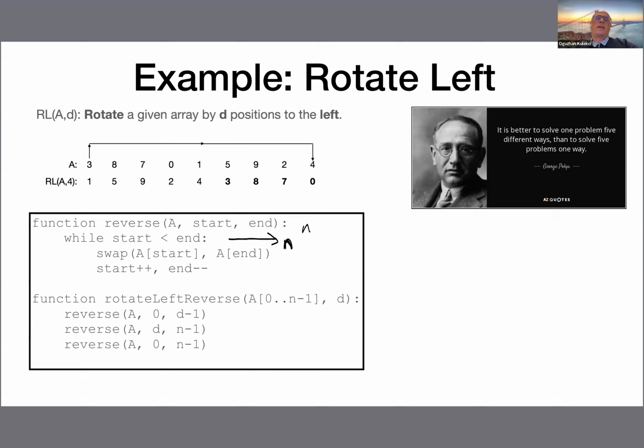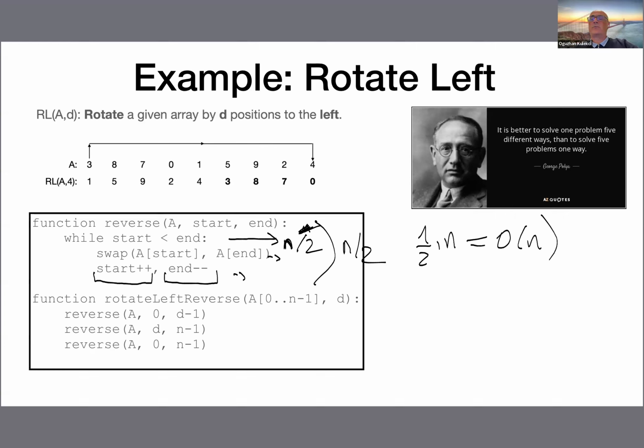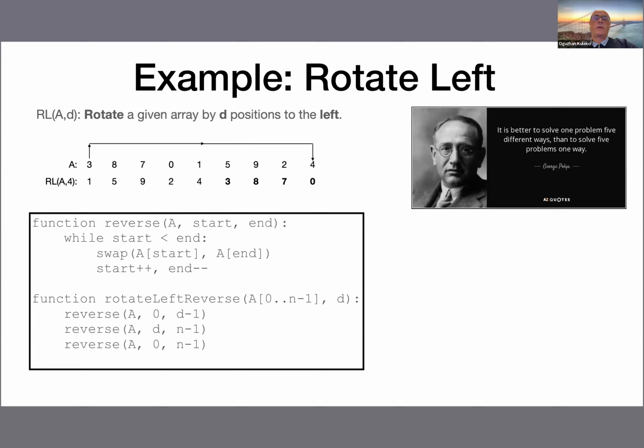Actually, it will not be executed n times, because start is incremented by 1 and end is decremented by 1 at each step. This will be executed n/2 times. So in total, this will be n/2. And remember, with asymptotic notation we are always interested in the dominant term and not in the constants. So 1/2 times n is O(n). Okay, so that is something linear. Let me just write it. So this is a linear solution.